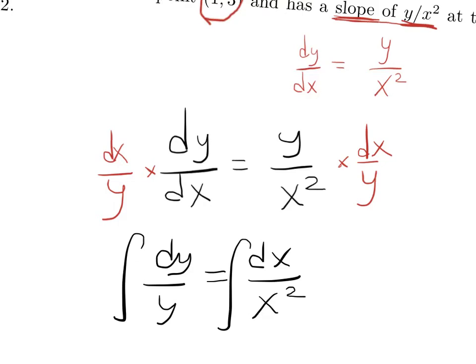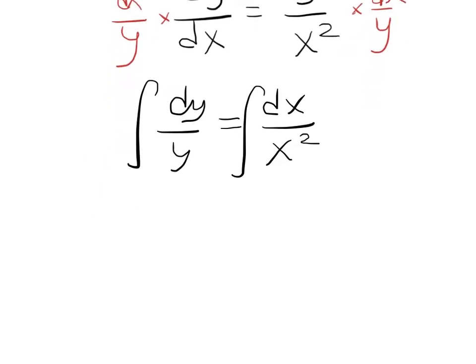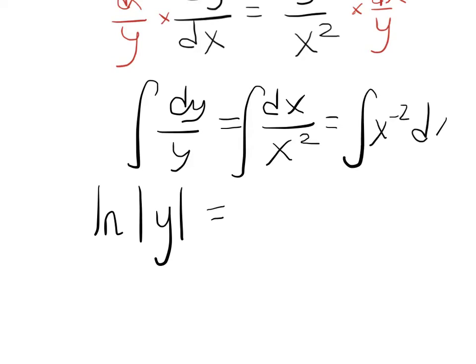All right. On the left side, what do we get? Ln of y, good, with absolute value. And on the right side, this is the same as the integral of x to the negative 2 dx. What's that? Negative x to the negative... Yes, negative 1 over x. Oh, plus c. Okay, plus c.